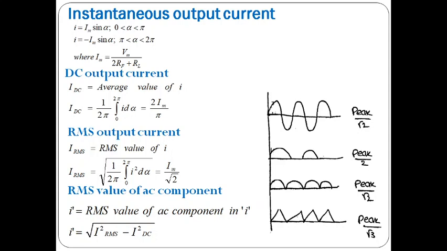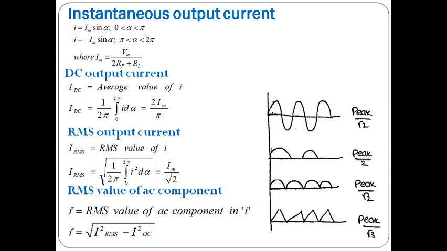Next, we'll discuss the DC output current. This DC output current is the average value of the current. So IDC equals 1 by 2π times the integral from 0 to 2π of I d alpha. By substituting the instantaneous output current, you will get 2 Im by π. Why? Because it is also a full wave rectifier. So it is similar to our center-tapped full wave rectifier. Similarly, the RMS output current is also similar to our center-tapped full wave rectifier.